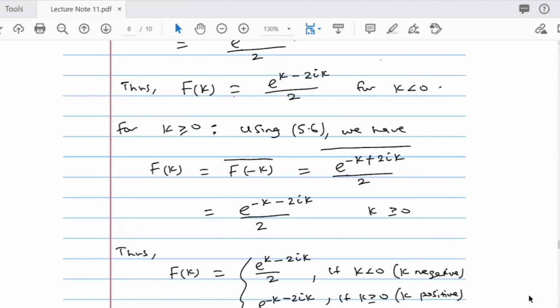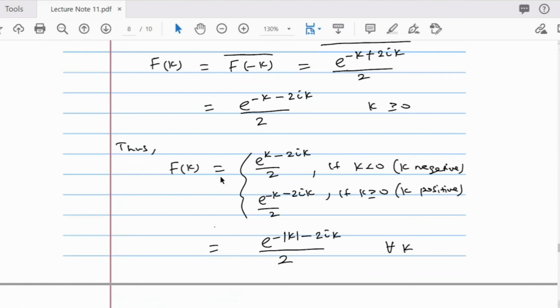Okay, when you combine the two together, that means f of k for all k, negative and positive. For k that is negative, this is our f of k. For k that is positive, this is our f of k. Then you must know how to combine the two together. Now, you see, this depends on k. So if you want to combine the two together, you see 2ik is here, 2ik here is here.